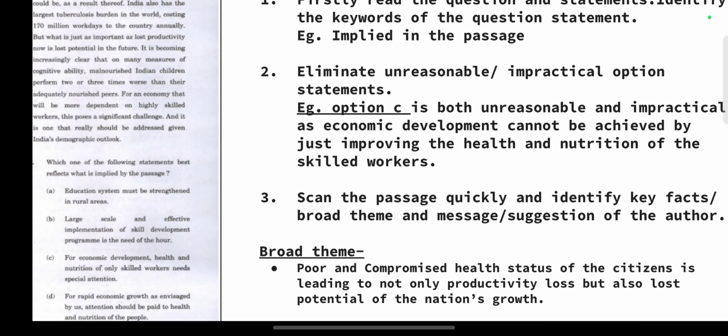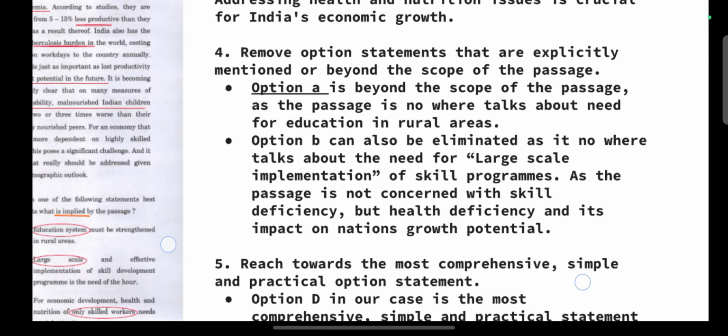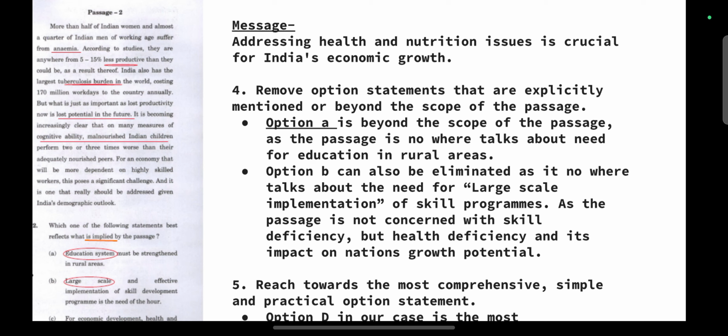So, we have identified the broad theme. What is the broad theme? That poor and compromised health status of the citizens is leading to not only productivity loss but also lost potential of our nation's growth. So this is the broad theme of the passage. Also, the message of the author is that we have to address health and nutrition issues in order to boost the economic growth of the country. This is the underlying message of the passage.